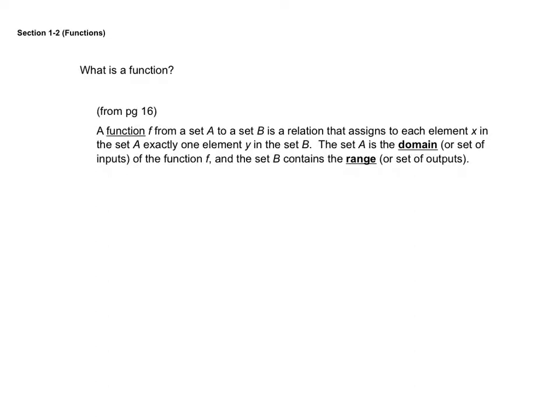First, it might be helpful to know exactly what a function is. So, from page 16 in the text, a function, let's call that function f, from a set, we'll call it set A, to another set, we'll call it set B, is a relation. So remember, a function is a relation. Now that relation assigns to each element x in the set A exactly one element y in the set B. The set A is called a domain, or the set of inputs of the function f, and the set B contains the range, or the set of outputs.